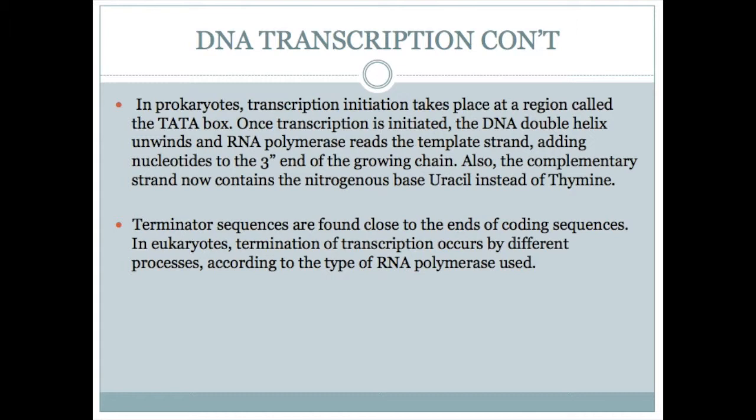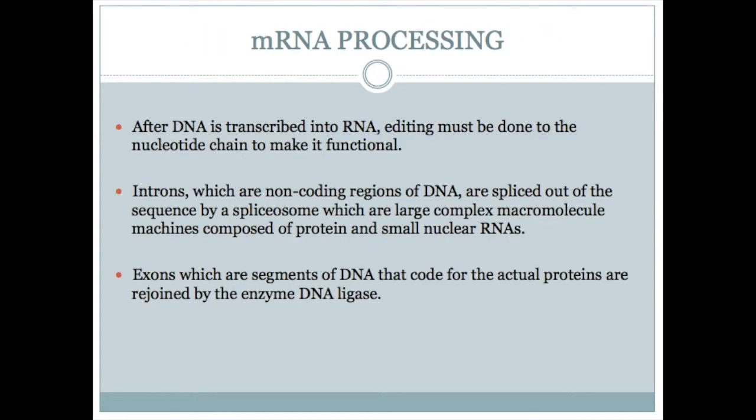In eukaryotes, termination of transcription occurs by different processes, according to the type of RNA polymerase used. mRNA processing. After DNA is transcribed into RNA, editing must be done to the nucleotide chain to make it functional.